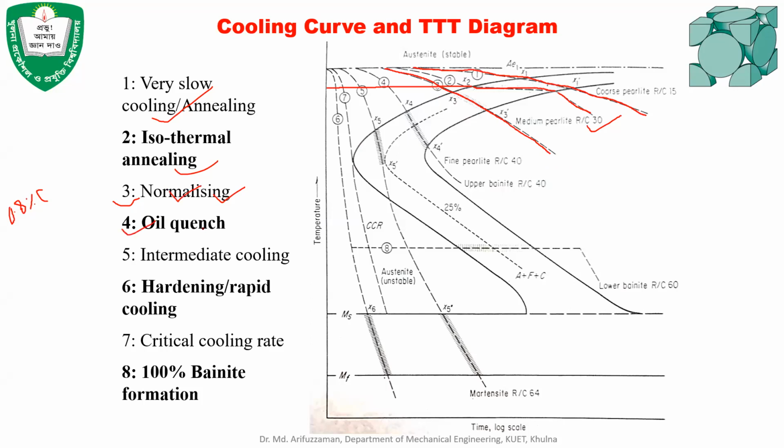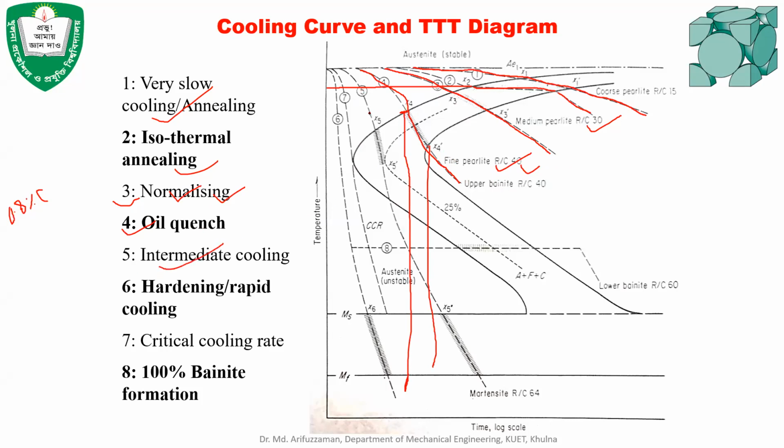And 4 is oil quenching. If you quench it in oil, you'll get this cooling rate, and it will give you fine perlite of 40 hardness. Transformation starts at this point and finishes at this point. That means this is the time required for complete transformation. And number 5 is intermediate cooling.